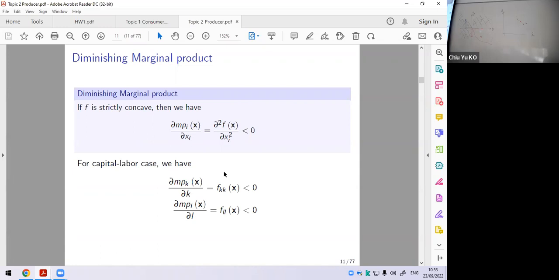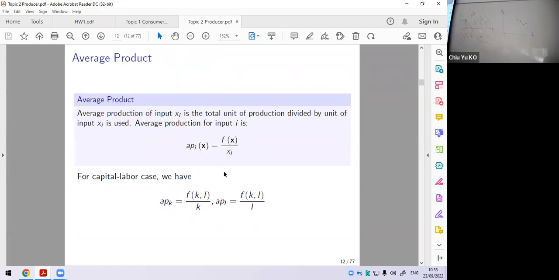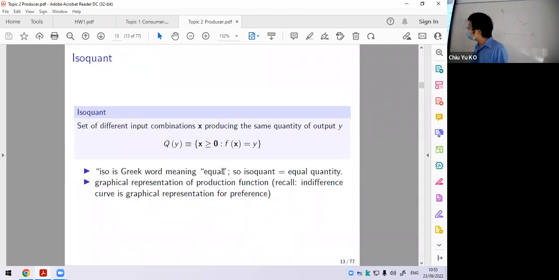The question. So, some definitions here. I'm not going to detail, but average product is the production over how many units you input. You don't have this idea when you talk about utility. You don't have average utility here. I mean, there's no meaning, right? But you have meaning for average product.